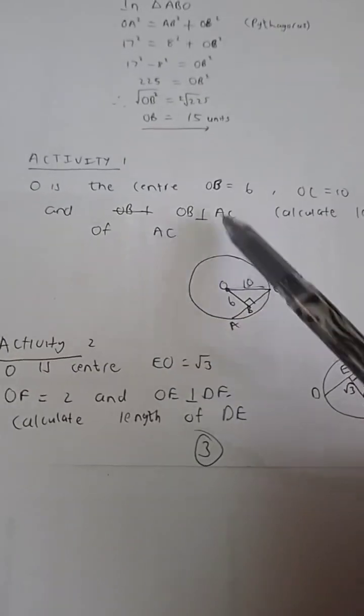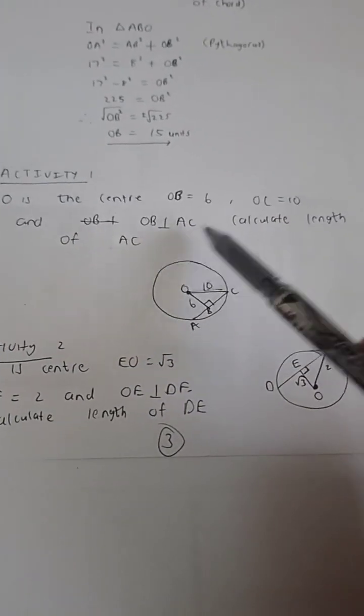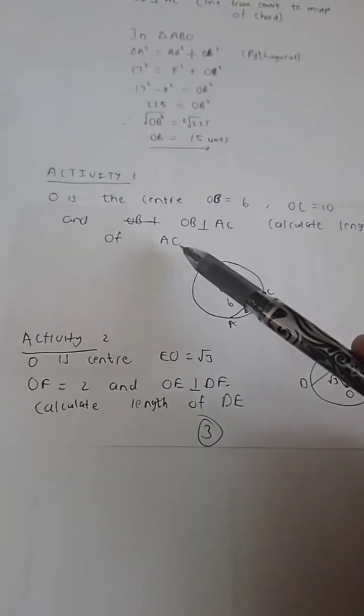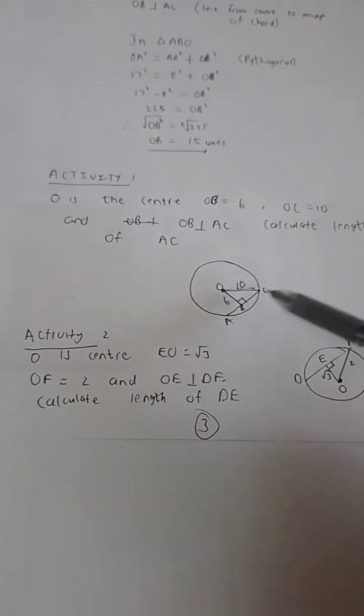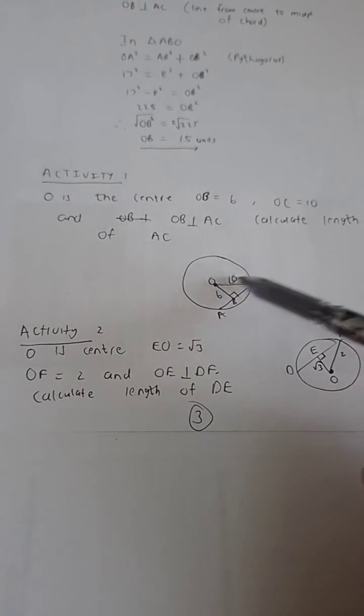So O is the center, OB is 6, OC is 10, and OB is perpendicular to AC. Calculate the length of AC. So what do we have? We have OC, the hypotenuse.